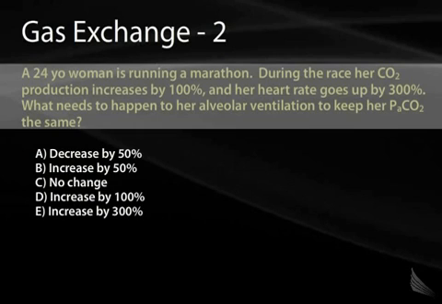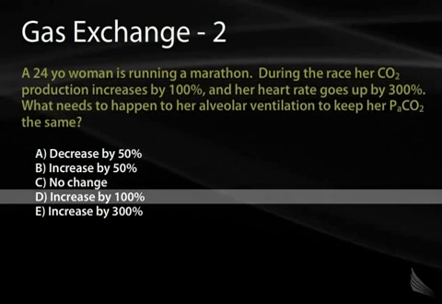A 24-year-old woman is running a marathon. During the race, her CO2 production increases by 100%, her heart rate goes up by 300%. What needs to happen to her alveolar ventilation to keep her arterial CO2 the same? So if her CO2 production increases by 100%, we know we need to increase the alveolar ventilation by 100% as well to keep the PaCO2 the same. The heart rate information there is just thrown in to distract you.